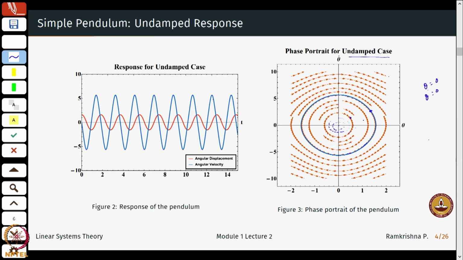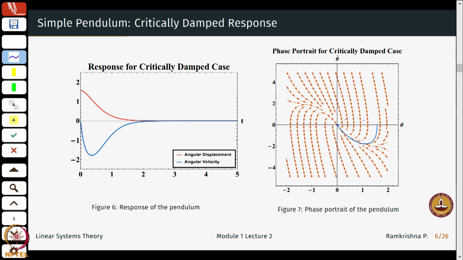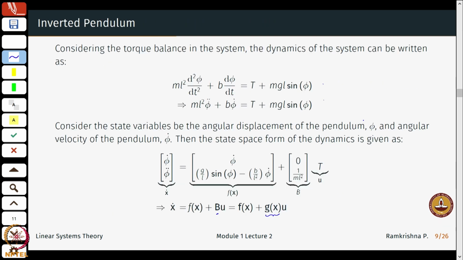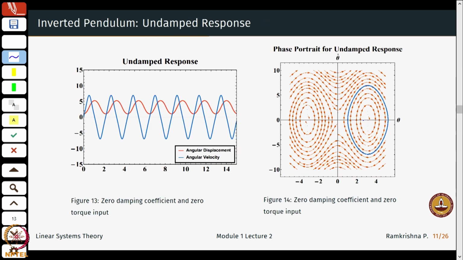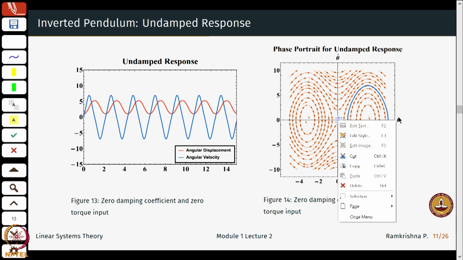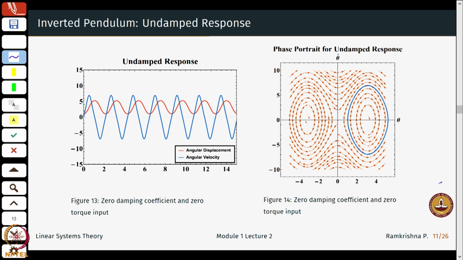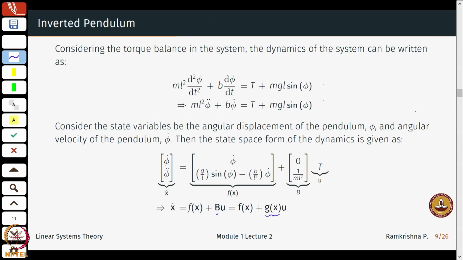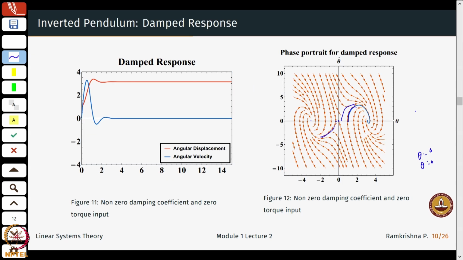Now, the interesting case is what happens in the undamped case, where previously we had closed orbits. See what happens in the case of an inverted pendulum when there is no damping in the system. Again, I start from the origin and I am always at the origin, where theta is 0 and theta dot equal to 0. That is a little notational mistake here: theta and phi are the same. I call it theta here, but this is actually phi. So they are the same.